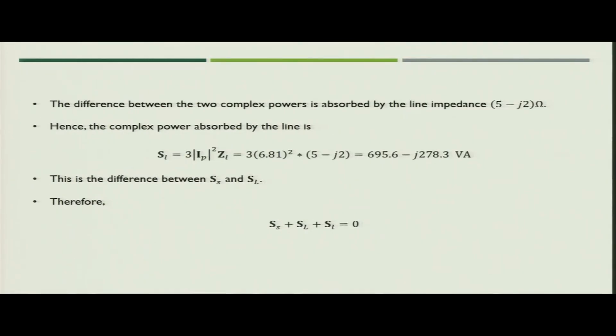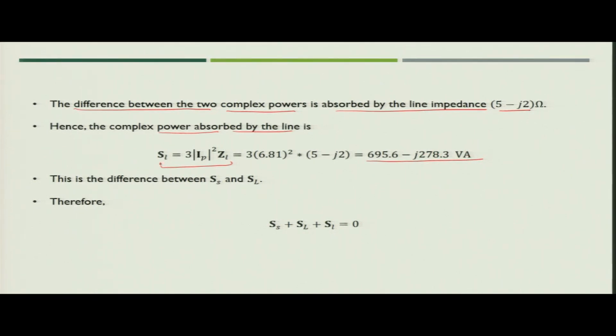Now, the difference between the two complex powers is absorbed by the line impedance, that means the power supplied by the source minus the power absorbed by the load. So, we will first find out the power absorbed by the line with the help of this formula, that is 3 times I square into Z L. Z L is already given. If you put the values of I p and Z L and simplify, you get S L as nothing but 695.6 minus j278.3 volt ampere.